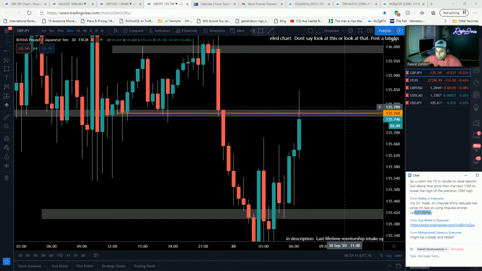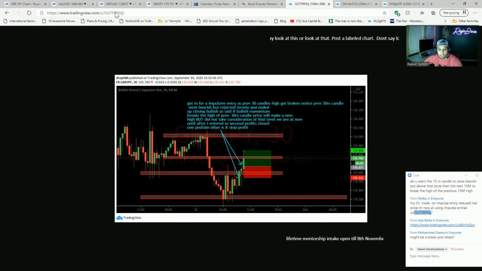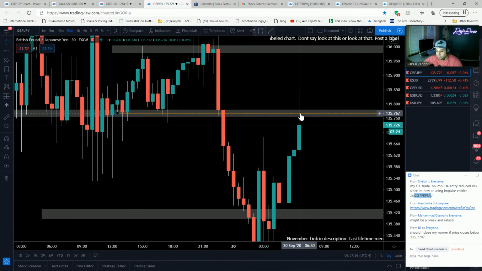My GJ trade on impulse entry, reduced risk since I'm new at using impulse entries. I think you should first watch how impulse entries play out a couple of times, but it's pretty good. Entered when the price broke the high over here. Pretty good. Secured positions over here, but now we're reacting to that zone. See, this is a very important zone here. Look at that rejection. Damn.